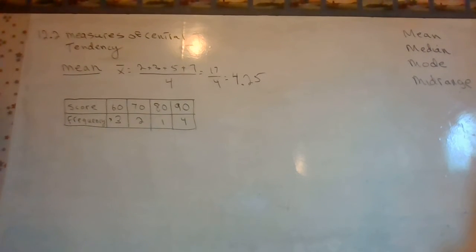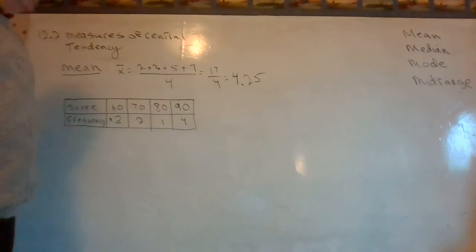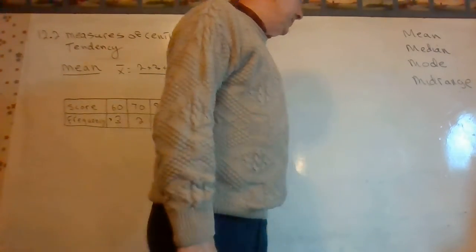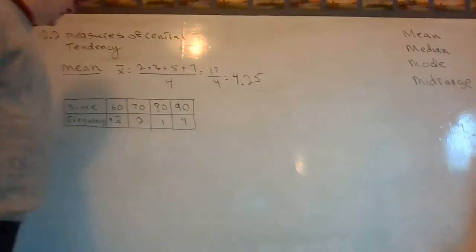12.2 measures the central tendency. A measure of central tendency is just another name for average. And we have four different measures: mean, median, mode, mid-range. In this short video, we're going to talk about the mean.